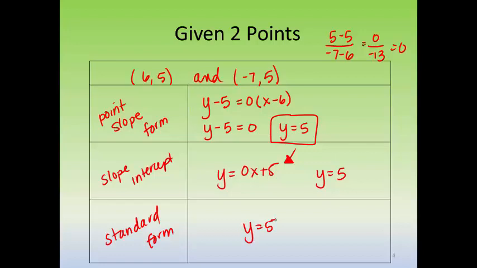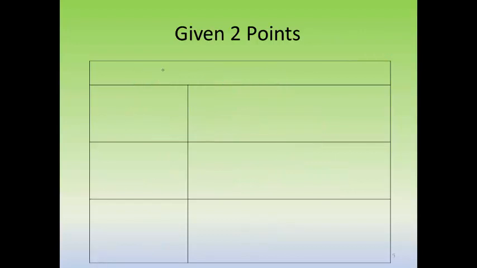So let me give you another example where we don't have this unique situation of a 0 slope. And I'm not going to give you an undefined slope. We're going to work with one that is a rational number other than 0. So how about 3, 1 and 2, -4. So let's use these 2 points, and we still need to calculate our slope in order to write it in point slope form.